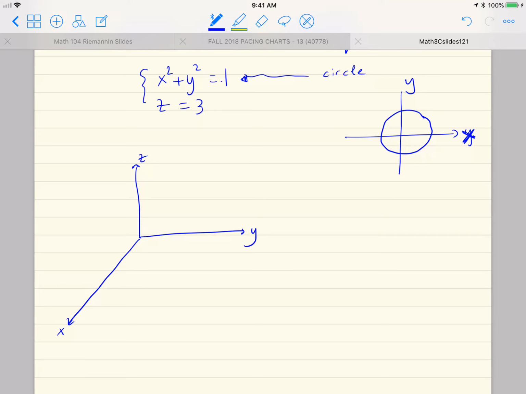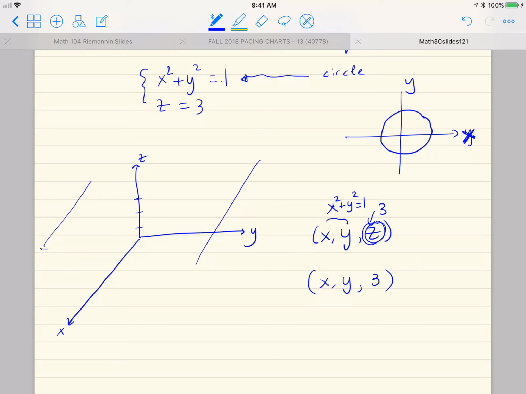Now I need points (x, y, z). And I know that z needs to be equal to 3, and that x squared plus y squared needs to equal 1. So I'm going to move up to 3, because all of my points have a z value of 3. I'm looking at points of the form (x, y, 3). These points have to lie in this plane, and the equation of this plane is z equals 3. And x squared plus y squared needs to equal 1, which is the same as this circle.